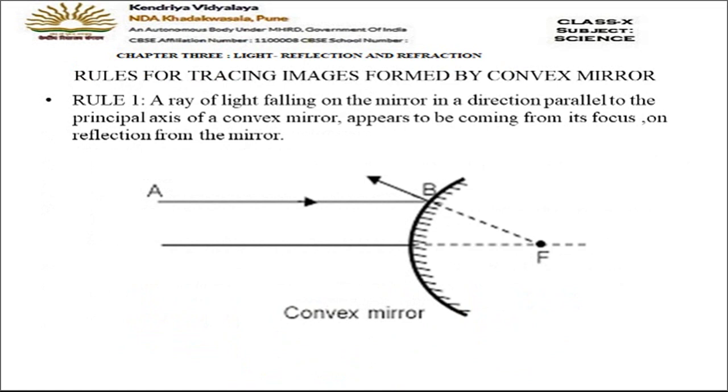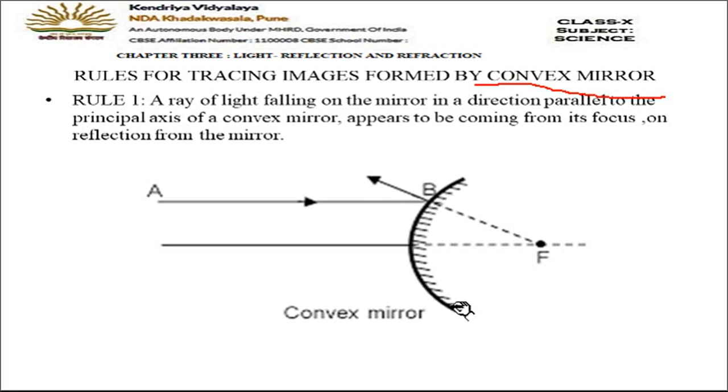Now, here we complete with the concave mirror. Okay, rules we have studied, image formation we have studied, mirror formula we studied, and then the magnification produced by the mirrors. Now let us start with the convex mirror. I hope you all remember how the convex mirror looks. Convex mirror is bent outside, that means the reflecting surface is outwards, on this side.